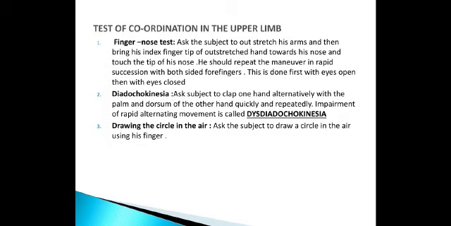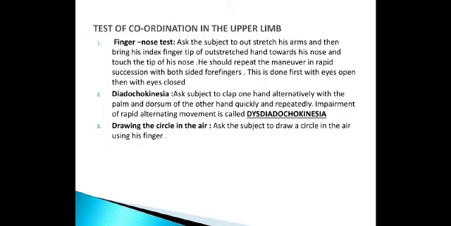Normally, the general test for coordination is that the subject is asked to pick up an object, untie and tie his shoelace, and fasten a button, and the movements are observed for coordination. He should be able to button and unbutton it. For the upper limb, we need to perform the finger nose test, diadochokinesia, and drawing a circle in the air.